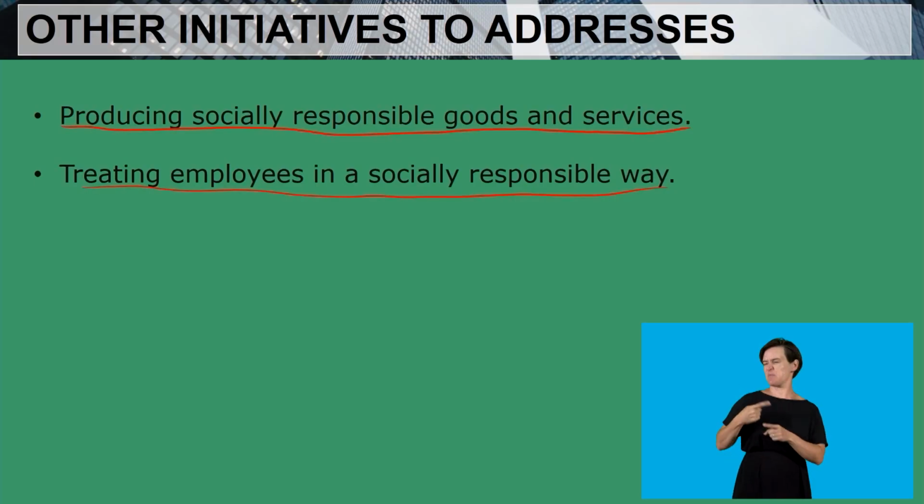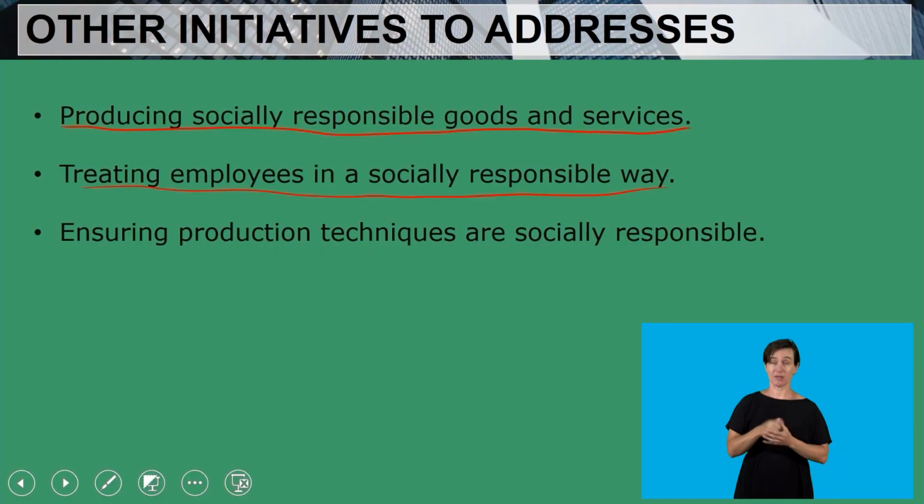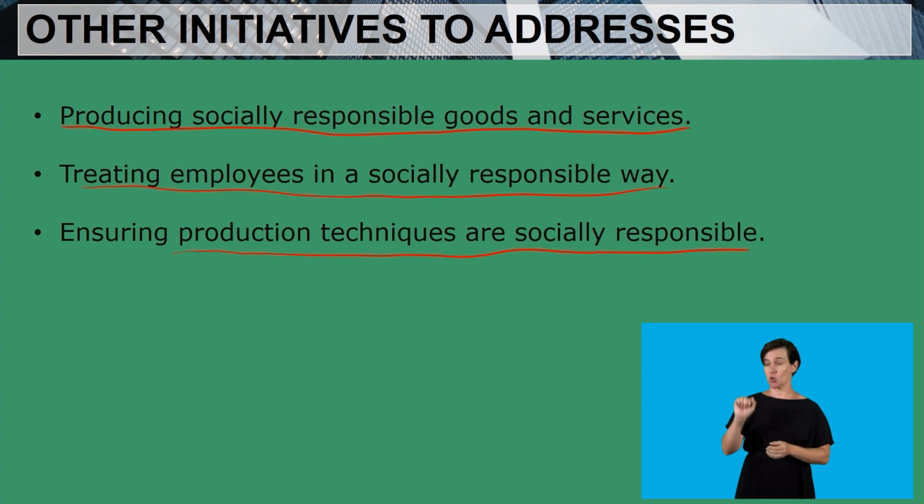Treating employees in a socially responsible way. You also need to make sure that you treat employees in a socially responsible way by not exploiting your employees, paying them less money than you should be paying them. Ensuring production techniques are socially responsible. You need to also ensure that the production techniques that you use within the business do not harm the environment, but instead are environmentally friendly.